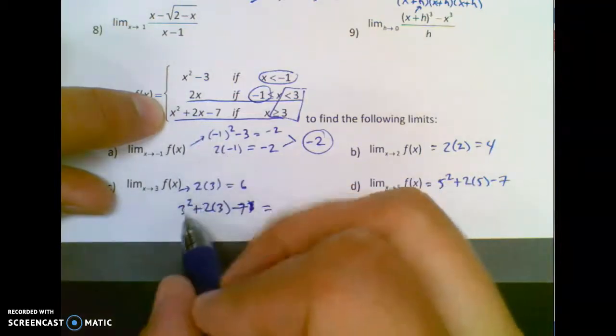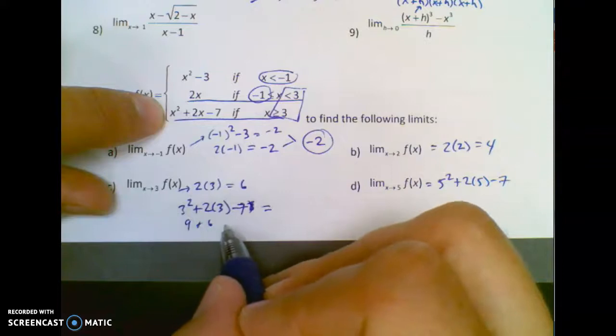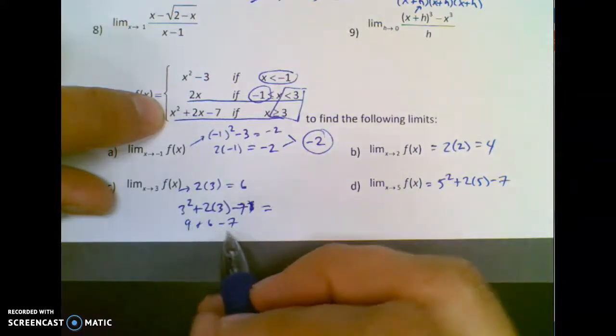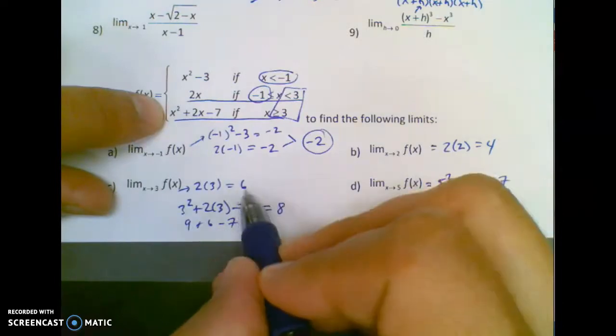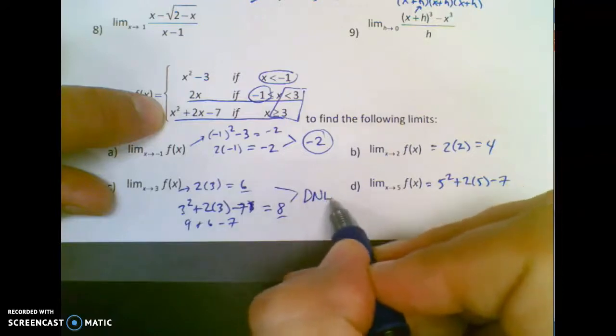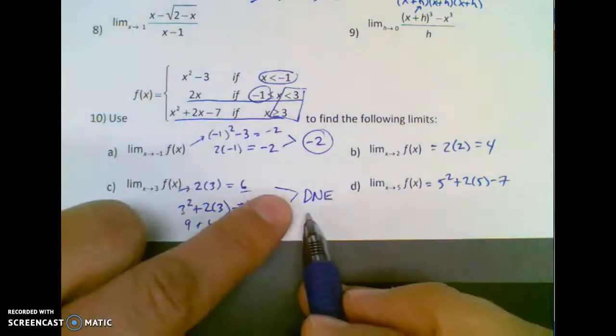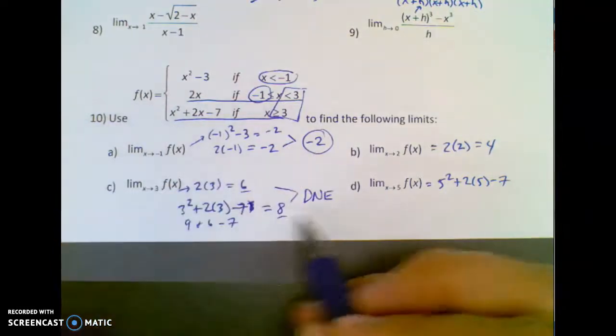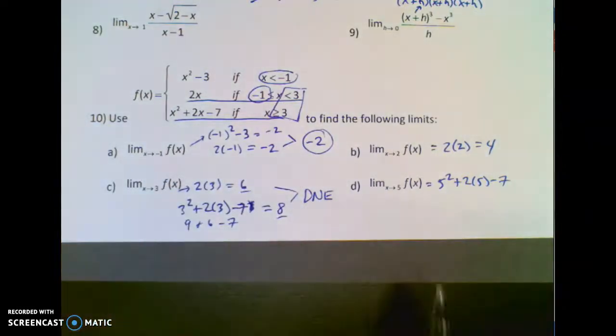So let's see. 3 squared is 9 plus 6 minus 7. 9 plus 6 minus 7 leaves me with 8. If these 2 don't match, then your limit does not exist. It's a jump in your graph. These guys would meet up perfectly at that height. These guys would not, so you'd have a jump and your limit does not exist.